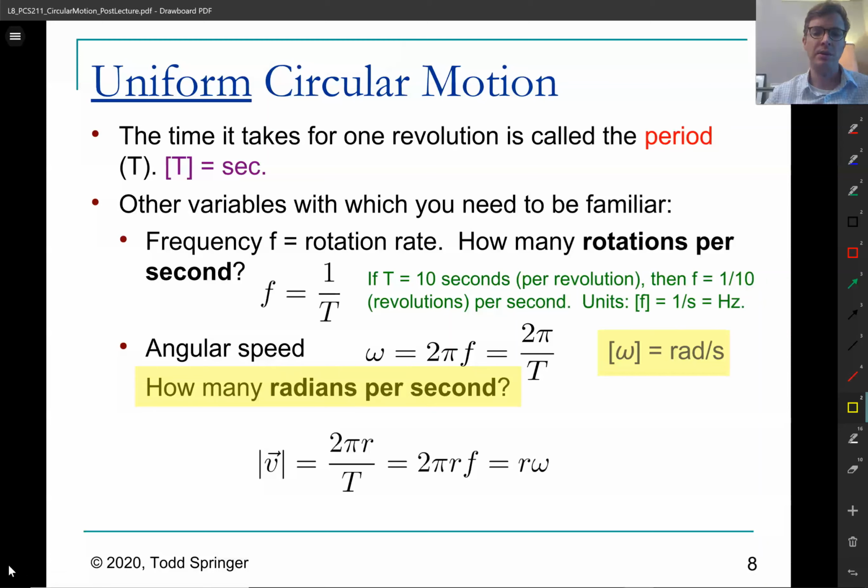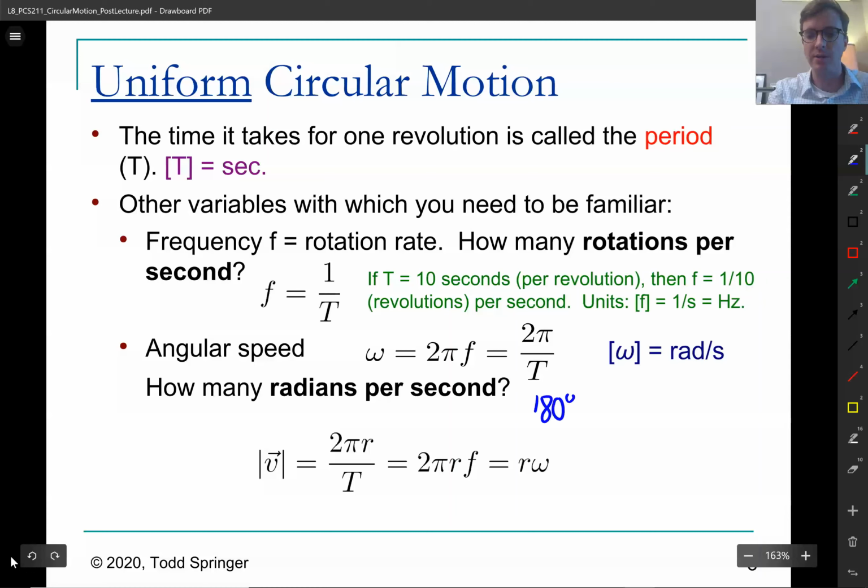For example, if your angular speed is 2 pi radians per second, that means you've gone around the circle once in 1 second. So 2 pi is telling you how many radians you travel through in 1 second. In case you don't remember the conversion between radians and degrees, there's 180 degrees in pi radians. Typically we use radians when we're talking about circular motion.